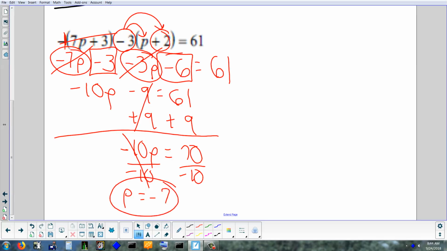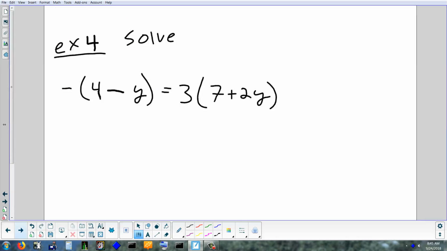Perfect. It doesn't say to check, so I'm done. Again, that one had parentheses on the same side of the equal sign. Again, combine like terms, get the variable by itself, divide. Pretty simple. Good with this? We can move on. Matt, you good with this? I think we got like 2 more left. We got 5 examples total, right, guys, on your notes? Okay.